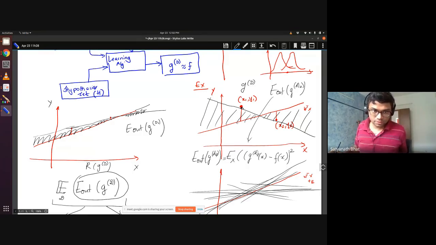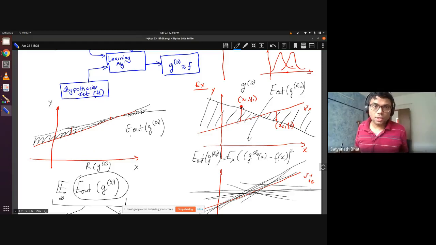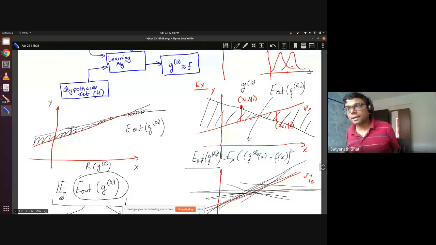Siddharth? Yes, sir. So you got a much higher error, whereas this person got much lesser error. So somebody else will get some other error, right? So E out of GD2 itself is random. So if you want to compare two different hypotheses, you better take into account the randomness that is coming due to sampling.